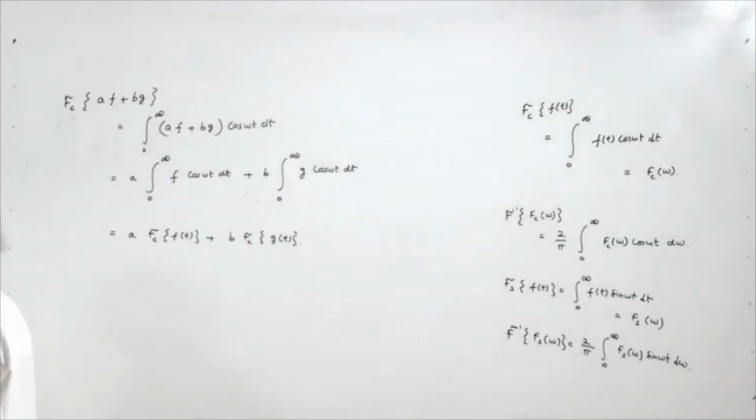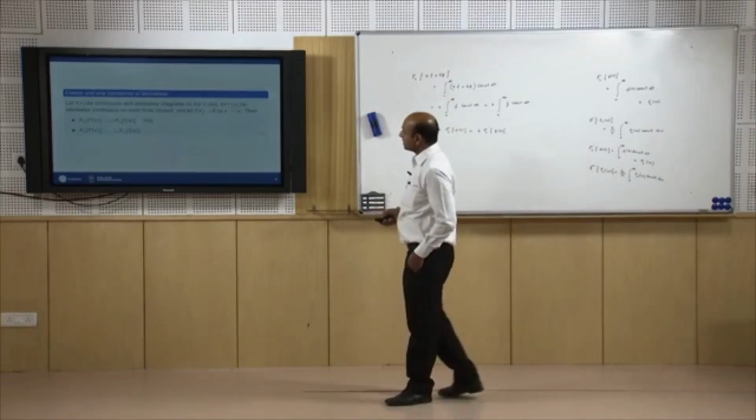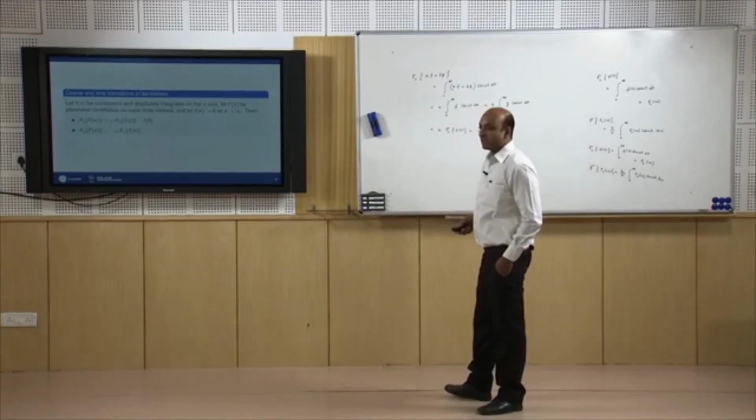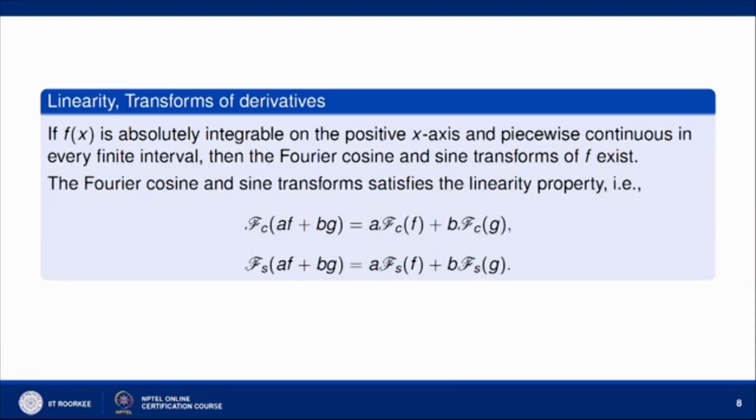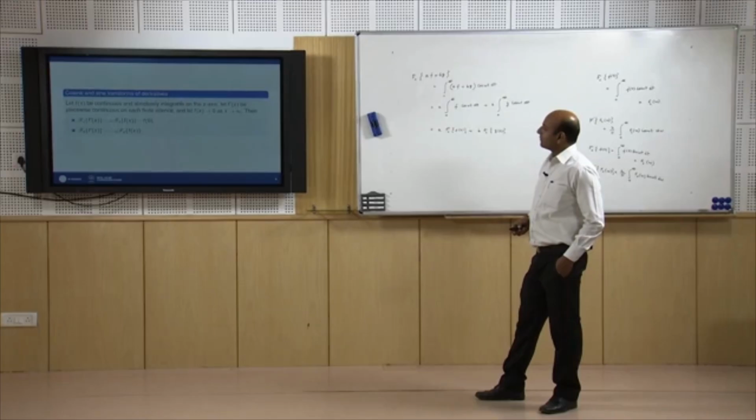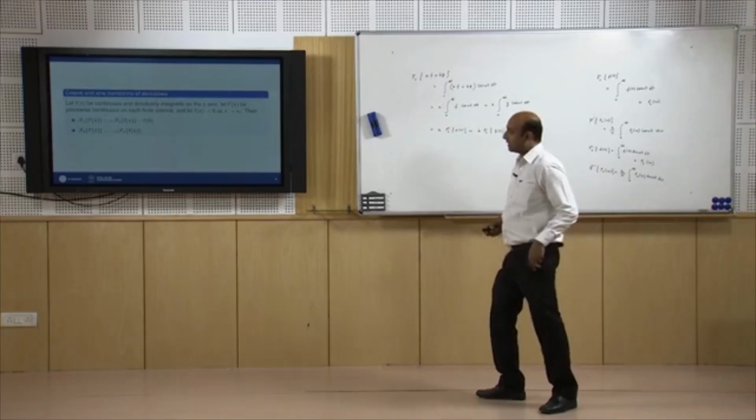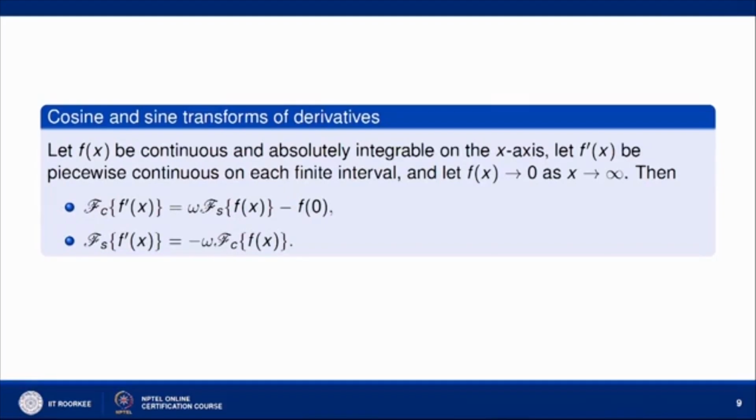The second thing is the cosine and sine transforms of derivatives. Suppose a function f is continuous and absolutely integrable on the positive side of the x axis, and f' is piecewise continuous on each finite interval. And suppose f(x) tends to 0 as x tends to infinity. Then these two results hold. Now, let us derive these results.